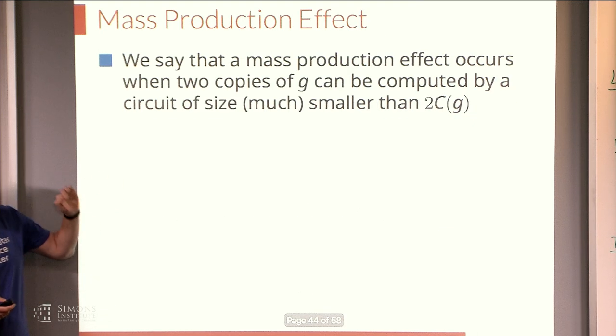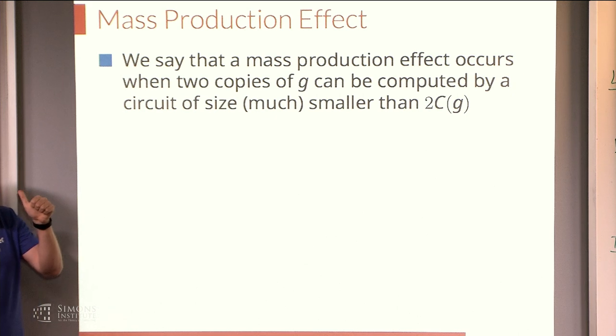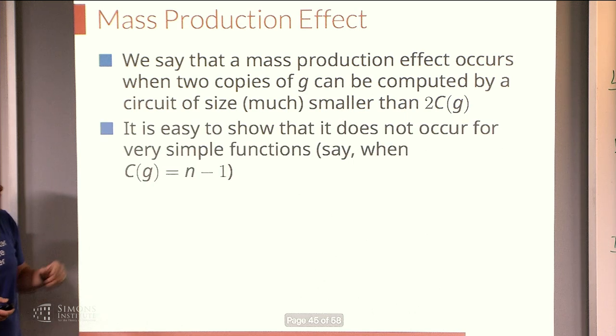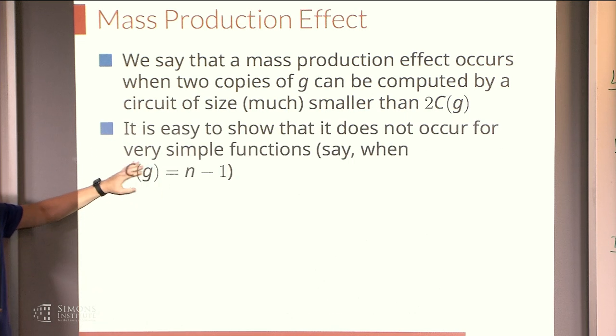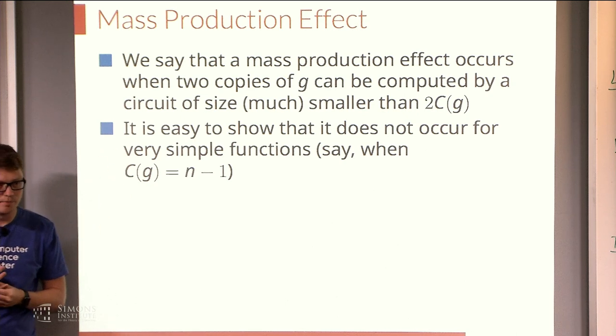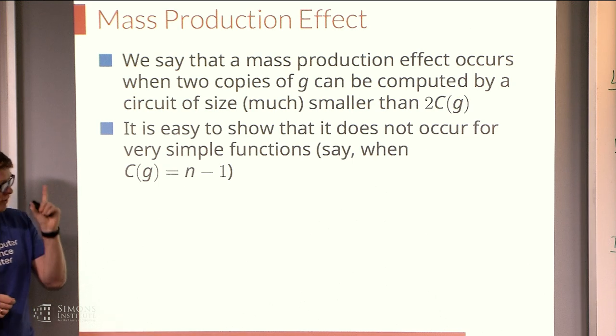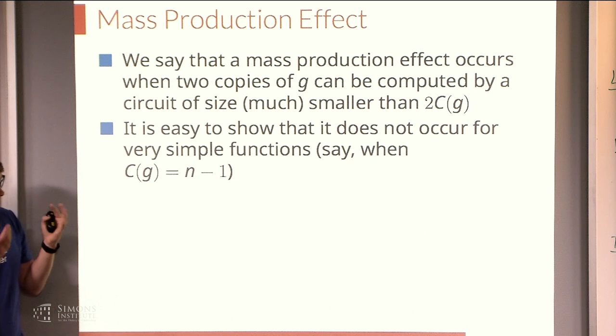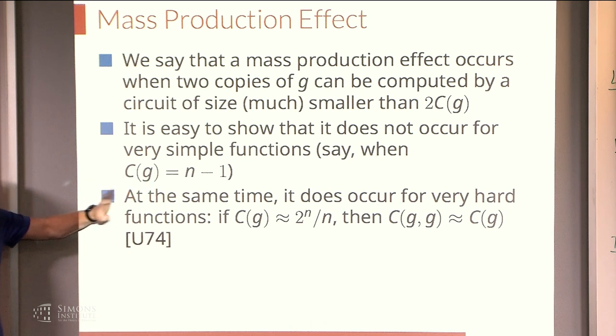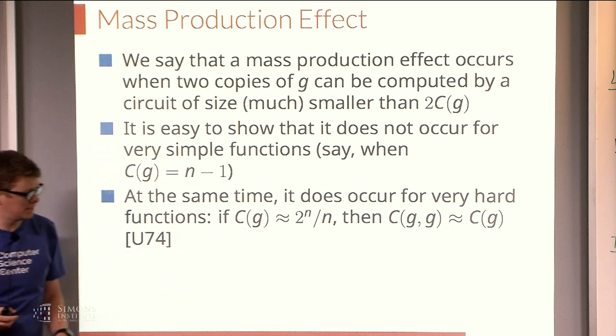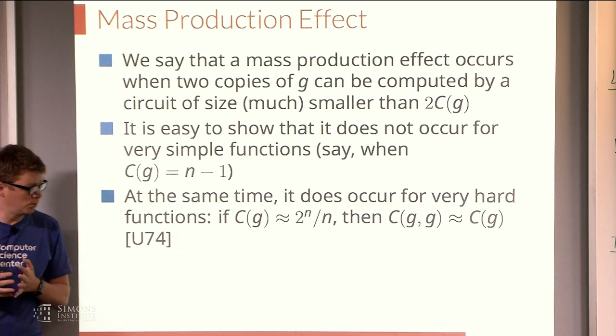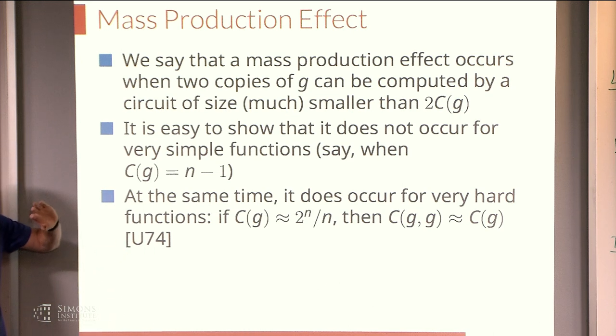Let me show you what is known. The corresponding effect is called mass production. We say that this effect occurs when computing two copies of some function can be done by a much smaller circuit than just combining two circuits independently. What we do know is that if the corresponding function is very simple, then there is no mass production effect. So if you need to compute parities of n bits and of some other n bits, then the best thing that you can do is to compute them independently. At the same time, if we are talking not about such a simple function as parity, but about a function which has very high circuit complexity, then it is actually known that computing it twice is almost the same as computing it once. It was proven by Kulikov many years ago.